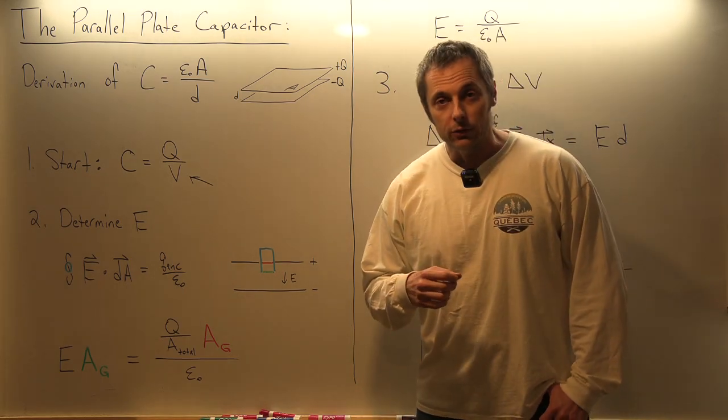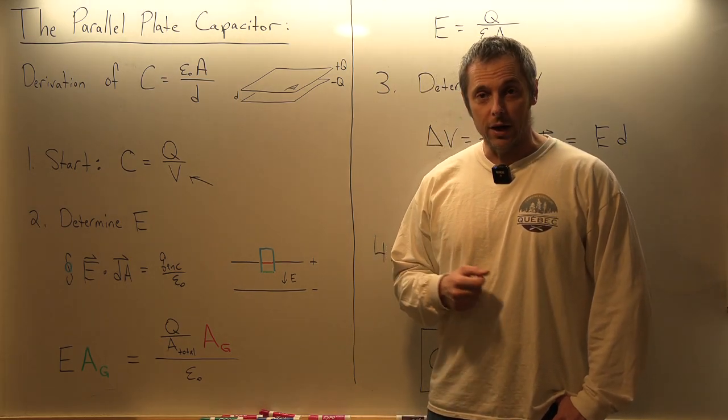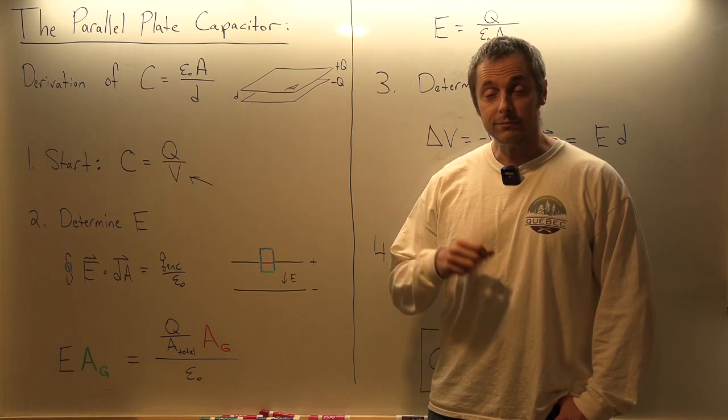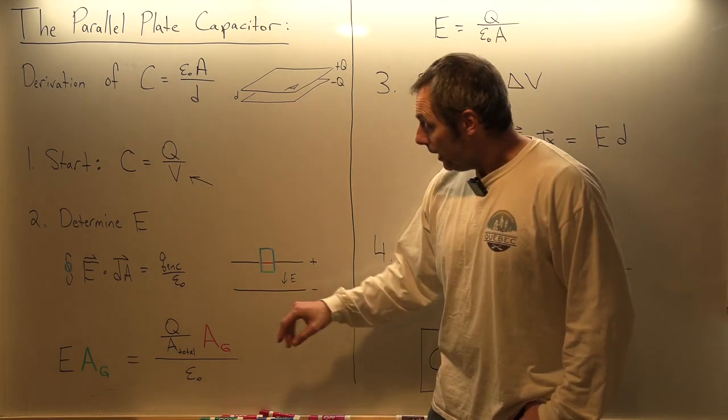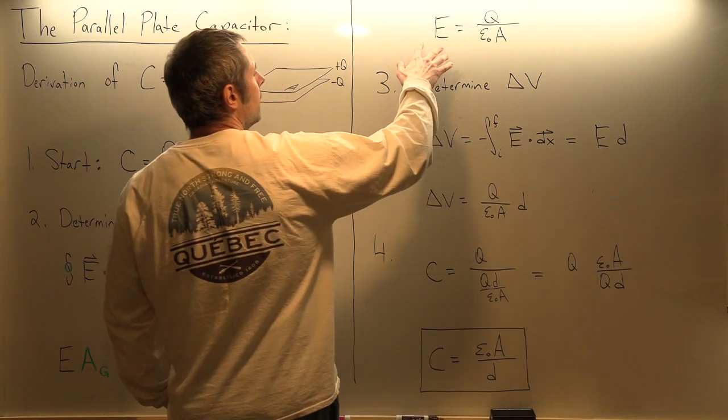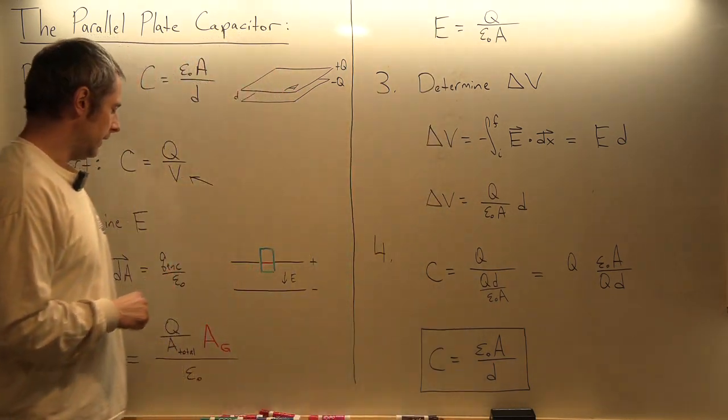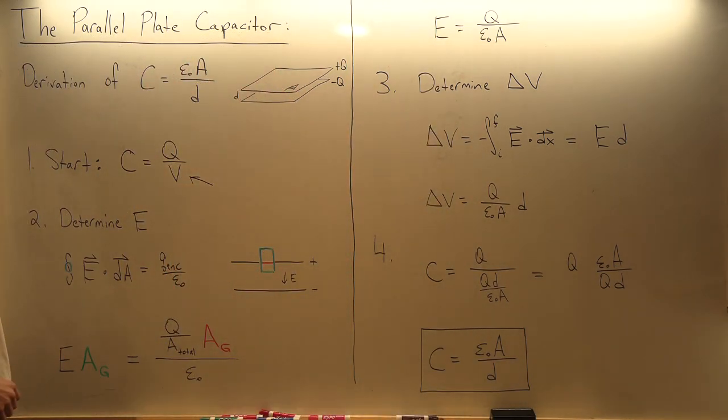So let me create a pause here in case you need an opportunity to catch up. Okay, so that's our derivation of electric field here. We cancel out the Gaussian surface and we're left with that formula.